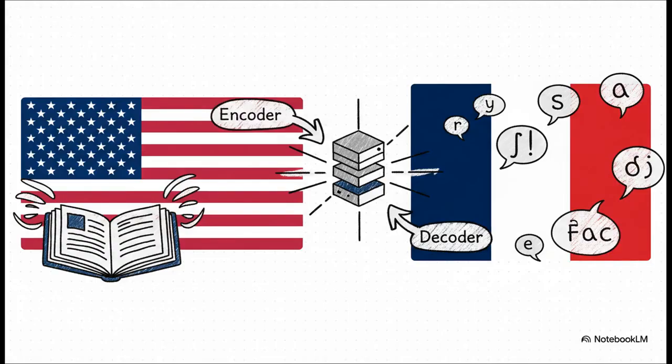The best way to think about this setup is with a classic task like translation. The encoder's job is to read and really understand the source language, like English. Then the decoder's job is to take all that understanding and generate the target language, maybe French, word by word. One side reads, the other side writes.